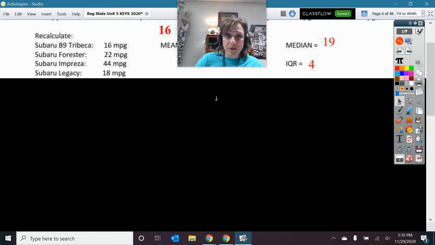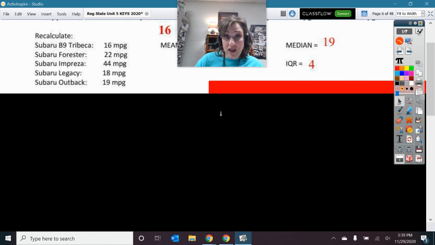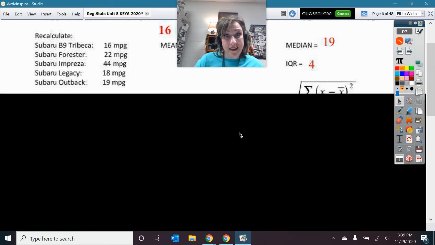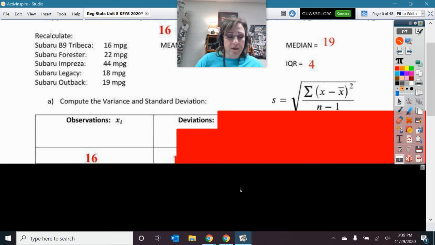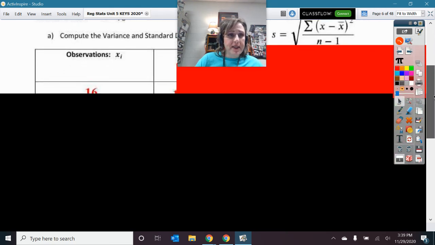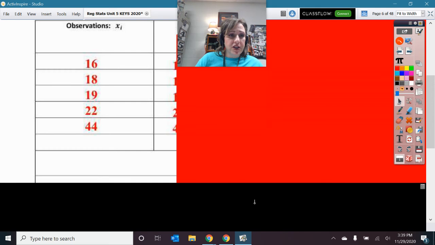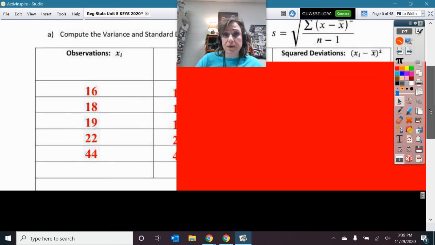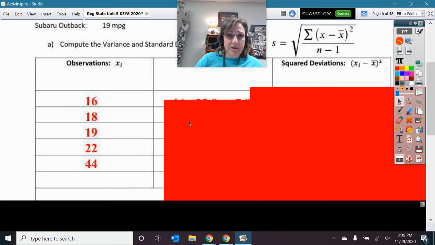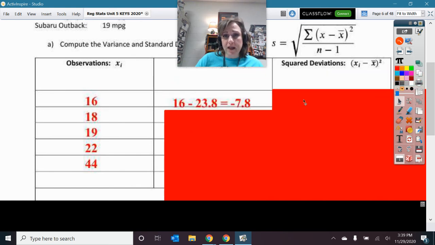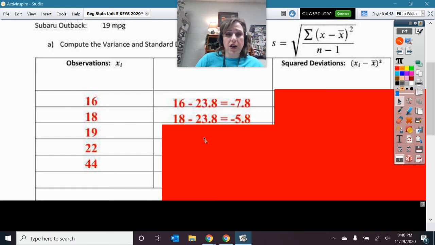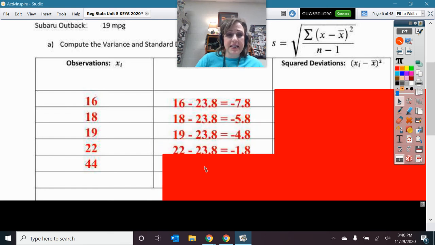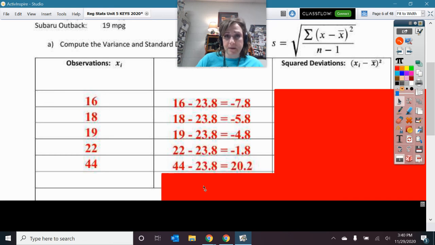Because we did want to keep the number of pieces of data small at 5 since we're doing this by hand. Okay, so here we go. We're going to put all of our pieces of data down. There's our 16 through 44. And what's the first thing that we're going to do? How far is each piece of data from the mean? And here we go. So a mean of 23.8. So here are all of those distances from the mean.